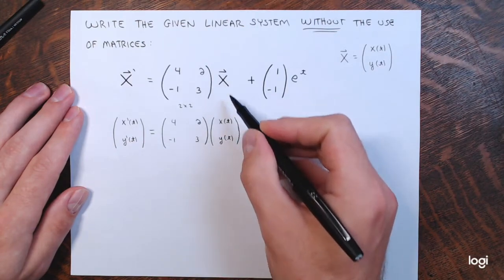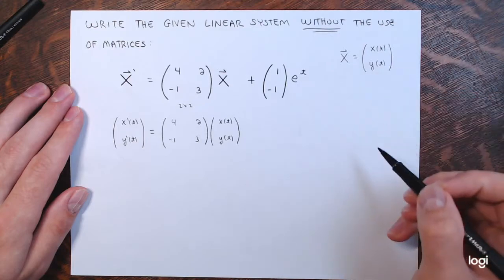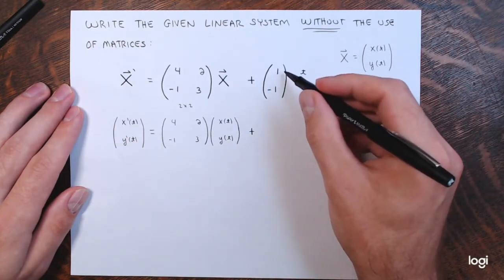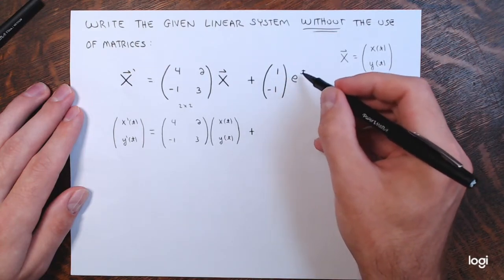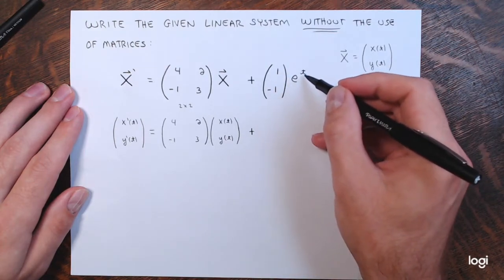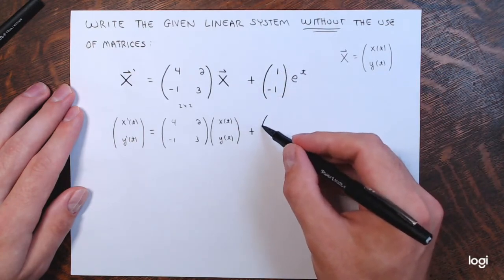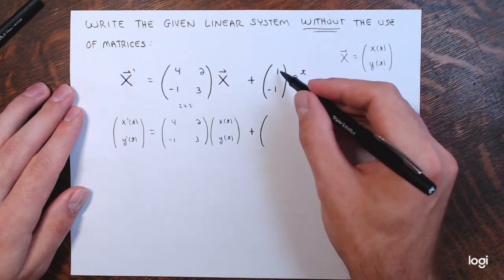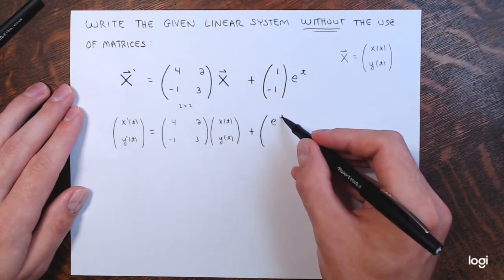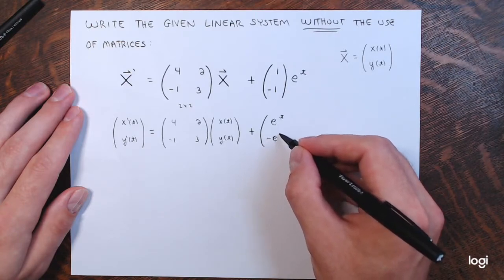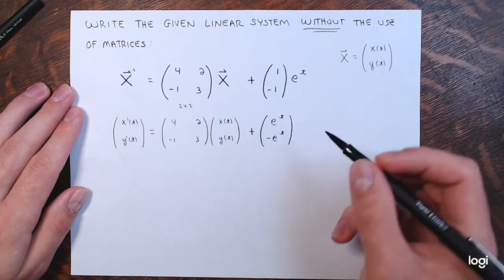Just replacing vector x with the x and y of t plus, and then again, hopefully you recall how to do multiplication by a scalar. I know e to the t isn't a constant, but this is the same as multiplying each component by e to the t. So I have 1 e to the t for the first component of this vector f, and then negative e to the t for the second component.